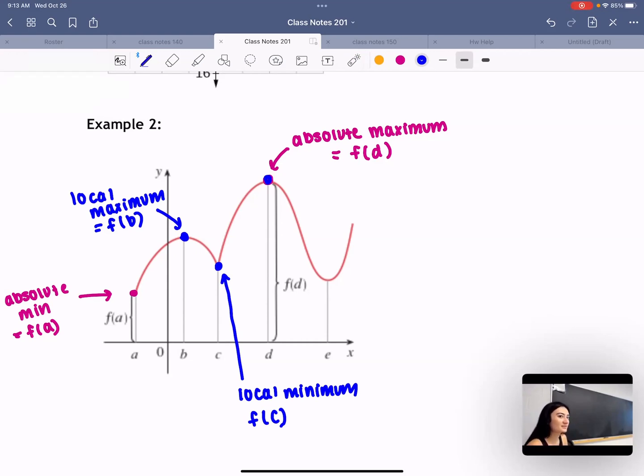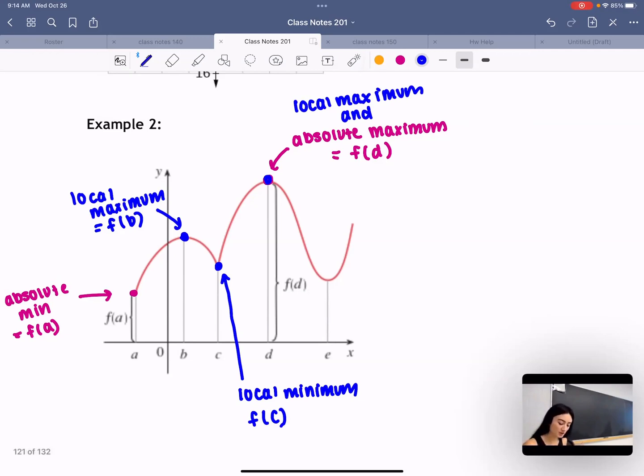What do we say? Who says yes? I see some yeses. Why would it be a local maximum too? Yeah, it turns around there. Around this point, it looks like the function turns around. It is the highest point in general around x equals d, right? So this is actually both a local maximum and an absolute maximum. So in some cases, we can have a local and absolute max at the same point.